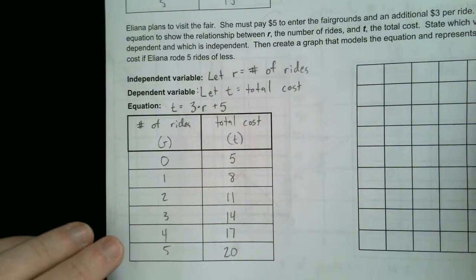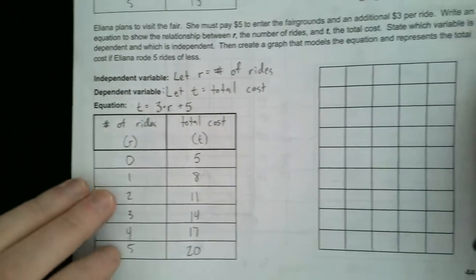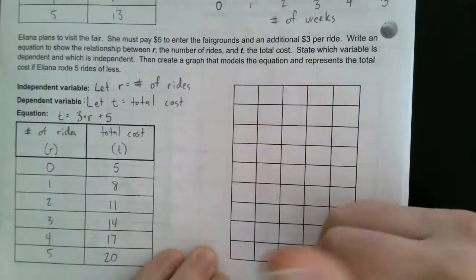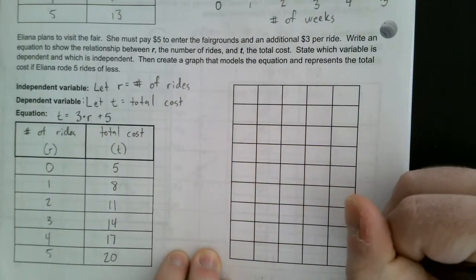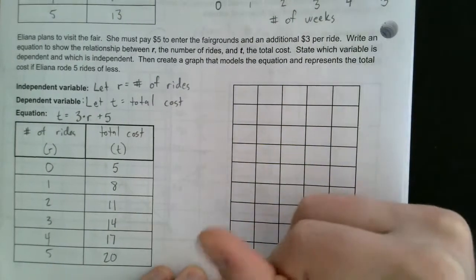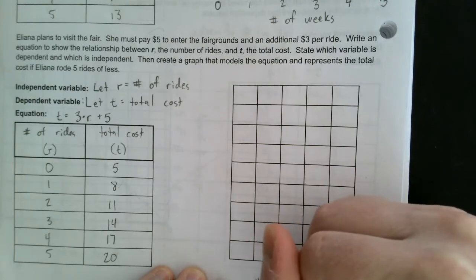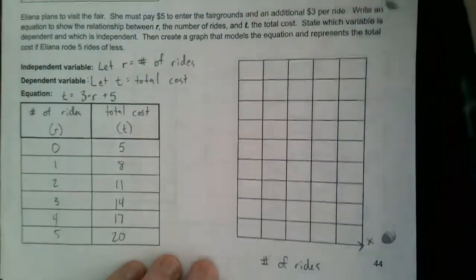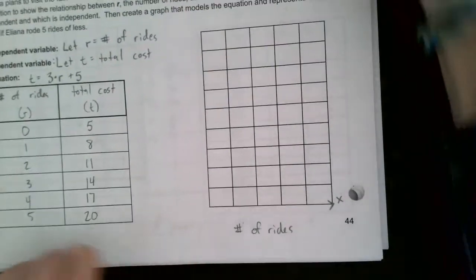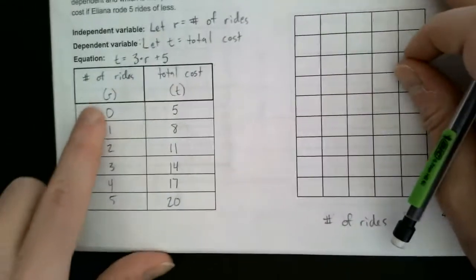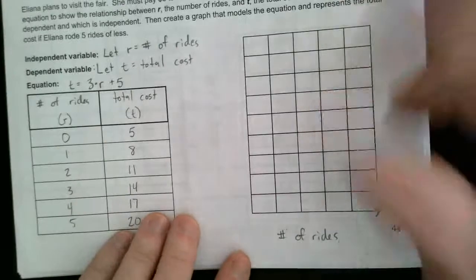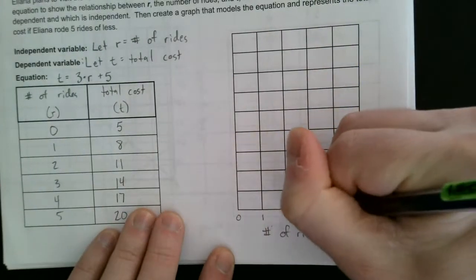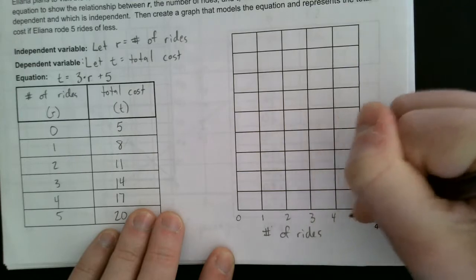Can't wait. It's going to be a good one. All right, so independent variable, that's the x-axis. That's going to be number of rides. I'll put my little arrowheads here, label that x. It's number of rides. And again, those go up by ones. So in the table, 0, 1, 2, 3, 4, 5, those go up by 1, so we can just label those 0, 1, 2, 3, 4, 5.